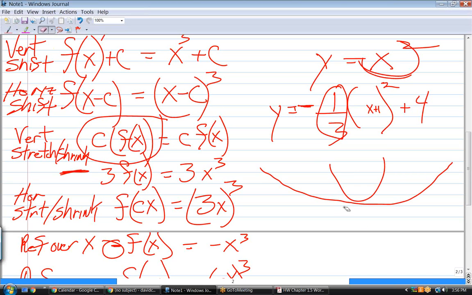And it shrinks whenever it's not a whole number? No, only if it's between 0 and 1. 1 is a very important number here. If it's greater than 1, it's a stretch. If it's between 0 and 1, it's a shrink. What is it if it's minus 2?